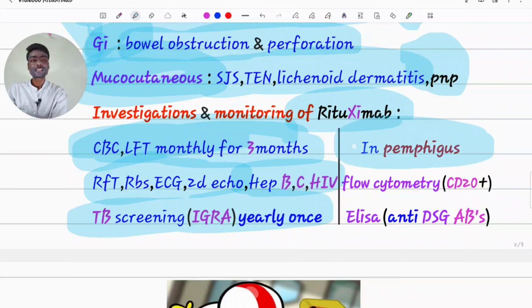In Pemphigus, we can monitor whether the disease is reducing or resolving by checking anti-desmoglein antibodies level using ELISA and CD20 cells, which we are targeting with rituximab, using flow cytometry.